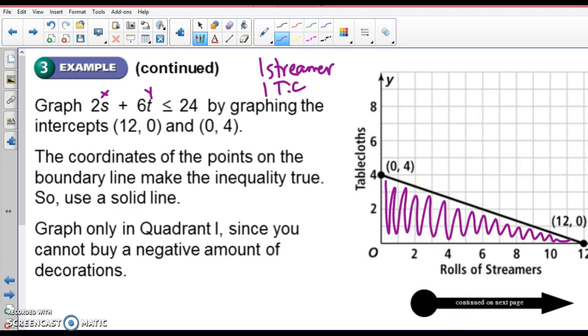Well, how would I check? How can I find out? Let's do 3 and 3. If I did 2 times 3 plus 6 times 3, that's 18 plus 6, it is 24. So I could do 1 and 1, 2 and 2, 3 and 3. Or you could do 0 and 0. All right.